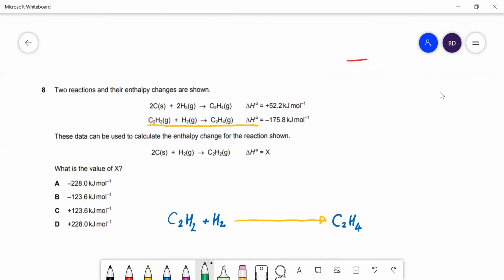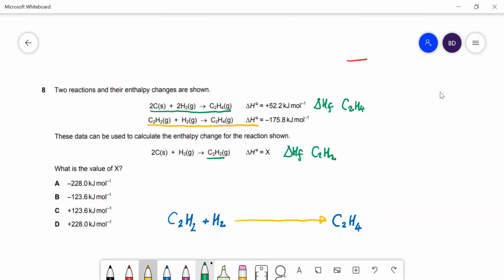Okay, 2 reactions and their enthalpy changes are shown here. These data can be used to calculate the enthalpy change of the reaction shown. Now, they're being a bit mean here, because if you look at this one here, this is delta H of formation for C2H2, ethyne. And if you look at this one here, this is also delta H of formation, this time of ethene, C2H4.